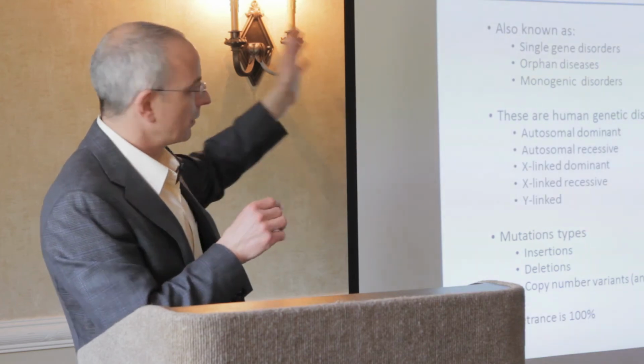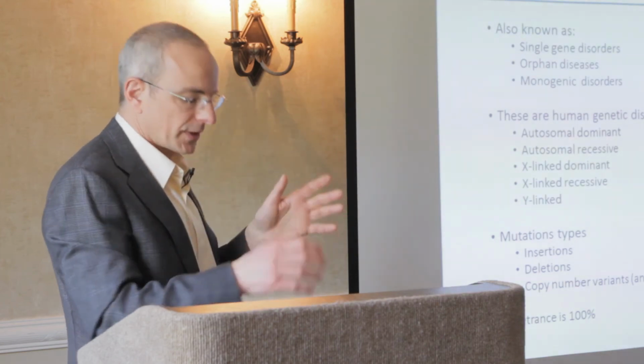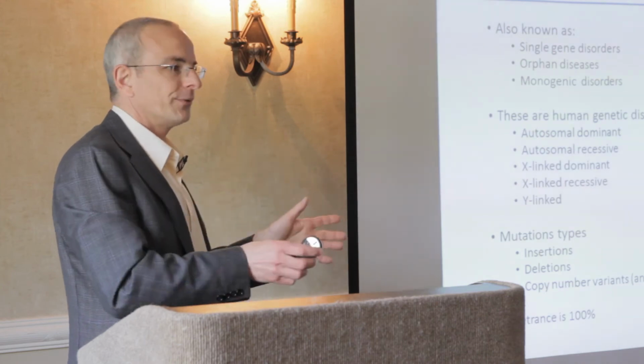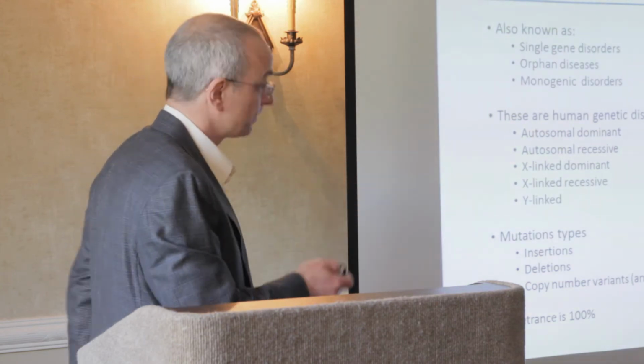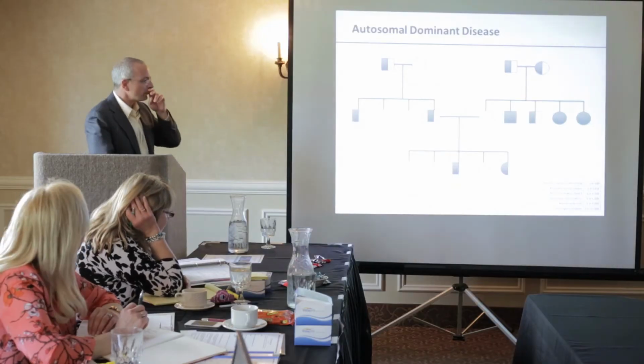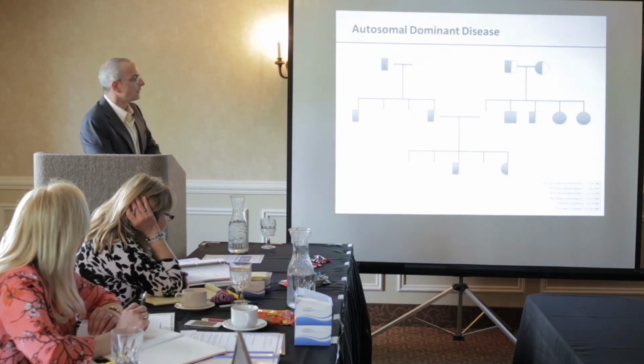In one gene, one mutation, it's 100%. You get it, you deliver on it. As a phenotype, you express it. So I thought we'd run through this as a quick example of how pedigrees look and how they come together.